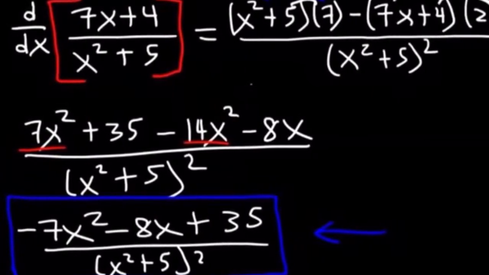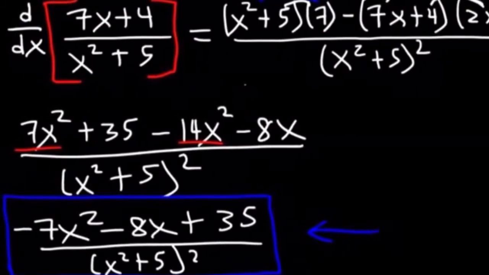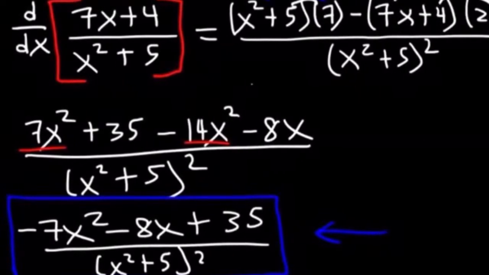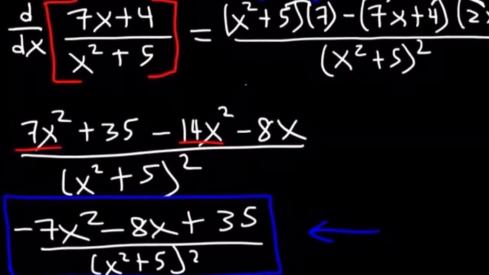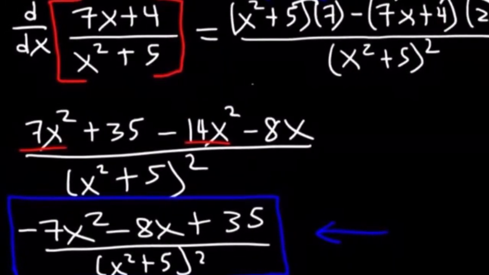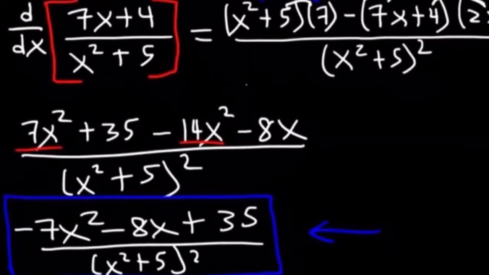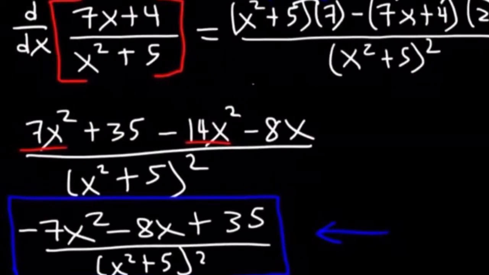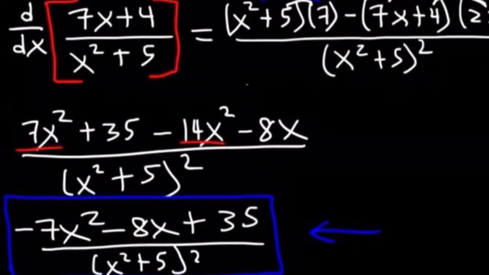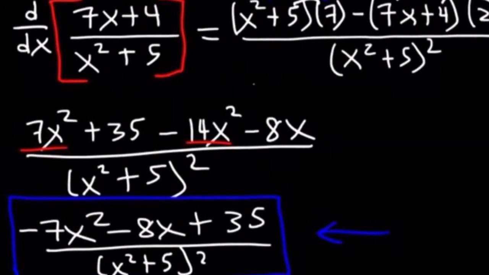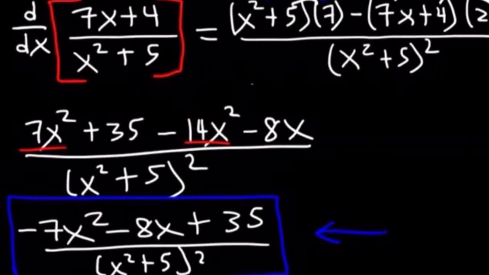To simplify the given expression, you should use the distributive property of multiplication. First, distribute 7 to x squared plus 5, which will give you 7x squared plus 35. And distribute 2x to 7x plus 4, which will give you 14x squared plus 8x. After which, you will add similar terms, which in turn will give you negative 7x squared minus x plus 35, all over x squared plus 5 squared.